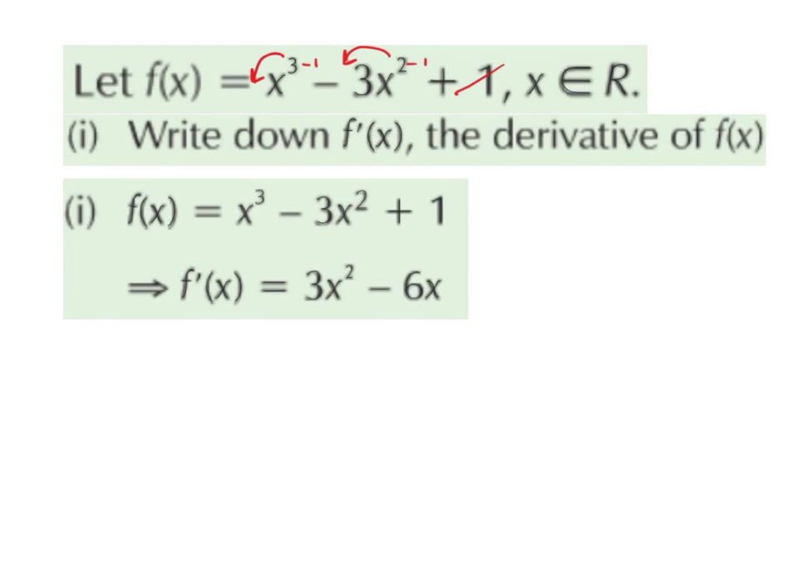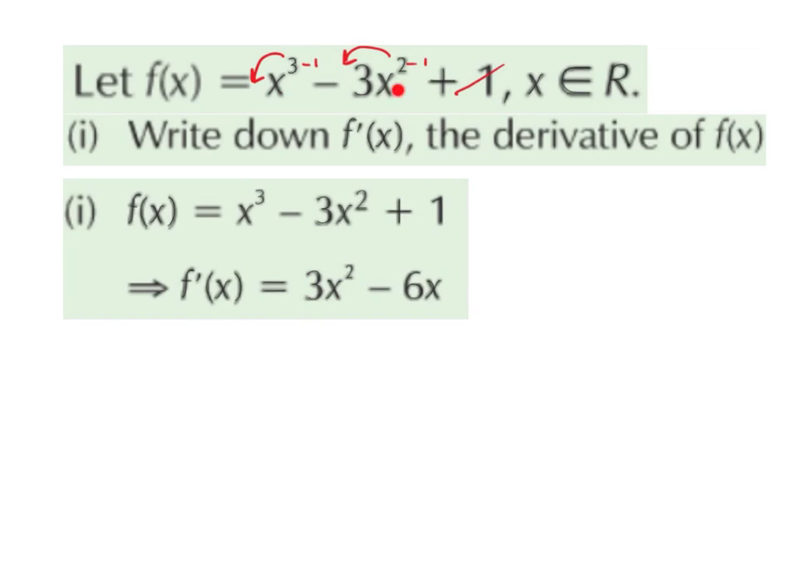So when we're differentiating, the rule is we bring the power down in front and we reduce the power by 1. So if I bring down the 3 in front of this x, I'm going to get 3x. And if I reduce the power by 1, 3 take away 1 leaves me with 2. So the derivative of x cubed is going to be 3x squared.